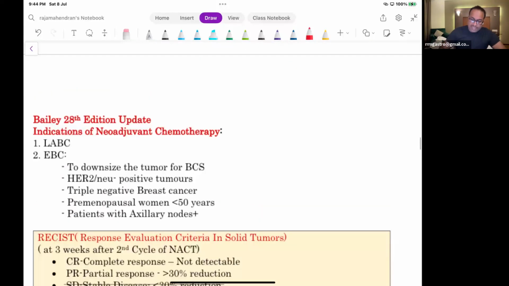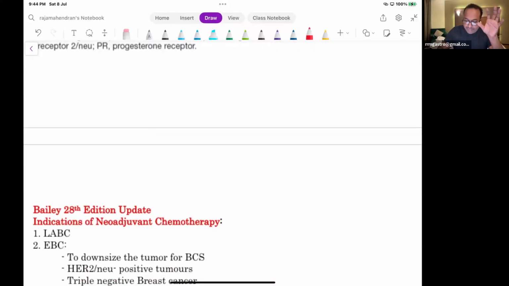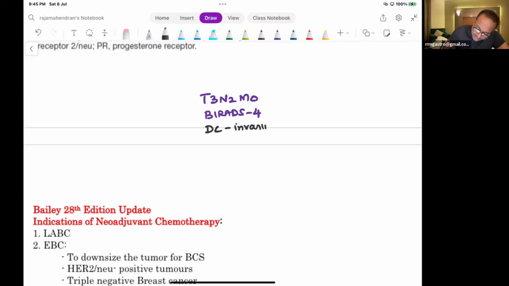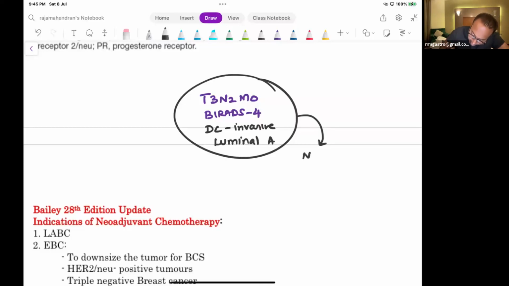Now starts the clinical examination. They will give a history and ask about the staging and all. For example, let me tell you about one patient who comes to you: T3N2M0, BIRADS 4. Pathologically it is invasive ductal cancer, and it is a luminal A cancer. What will you do next for this patient?